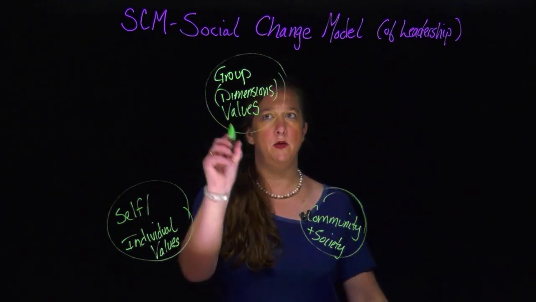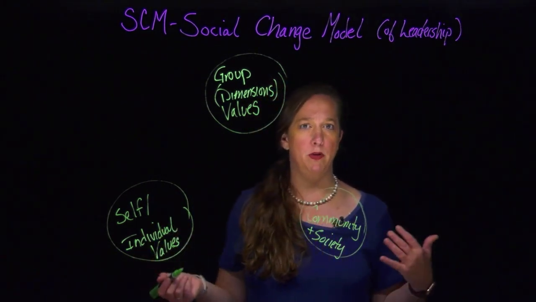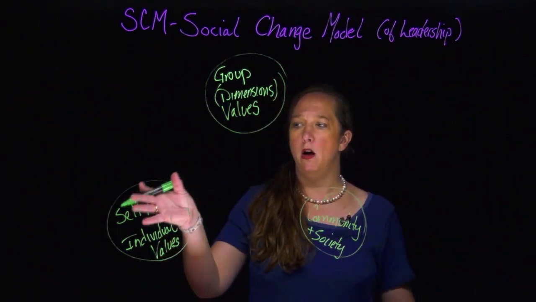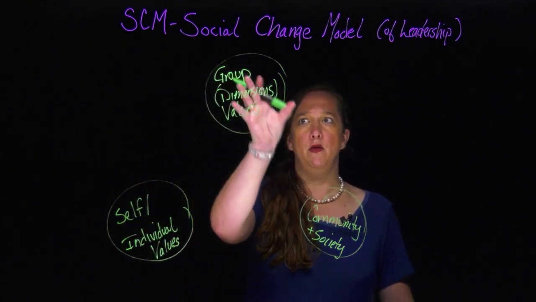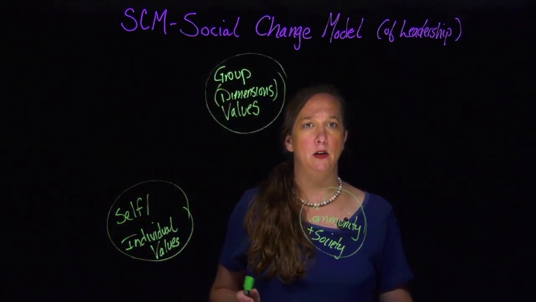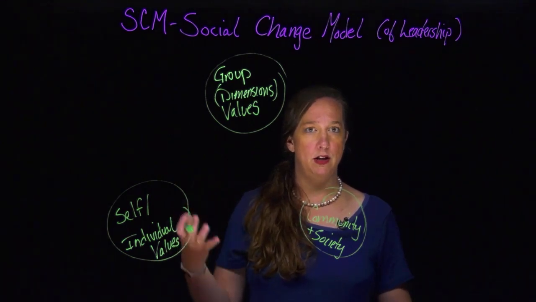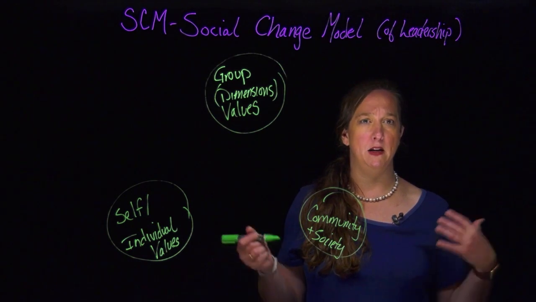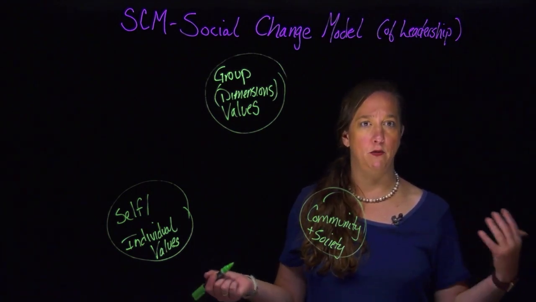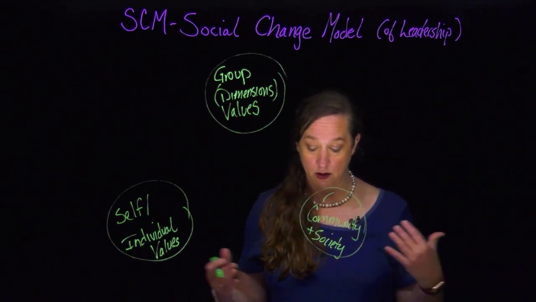So the three entities that we're always going to be considering and thinking about when we're thinking about creating change are ourself, our individual values, motivations, the group dimensions, the other people that we're interacting with in order to create this change, have that occur. And then the bigger picture, what is the community impact, community value, societal impact of what we're doing and how that's going to come in.